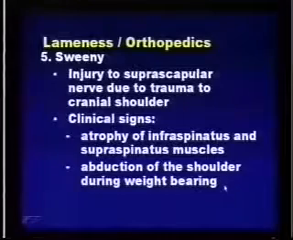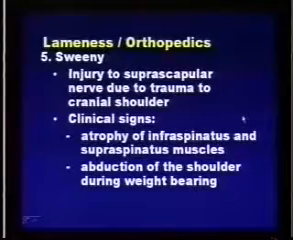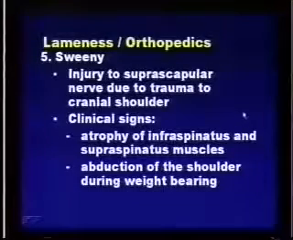Okay, another lameness problem that I wanted to make you aware of is Sweeney. This is one that many people are aware of, but interestingly, very few people have actually seen a horse with Sweeney. And Sweeney is a result of injury to the suprascapular nerve. This is usually due to direct trauma over the cranial aspect of the shoulder.